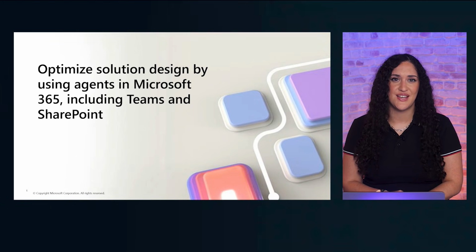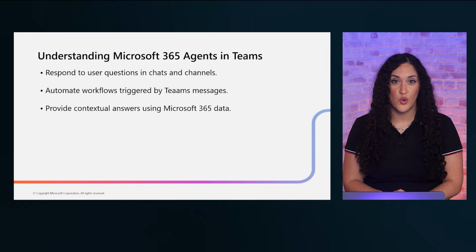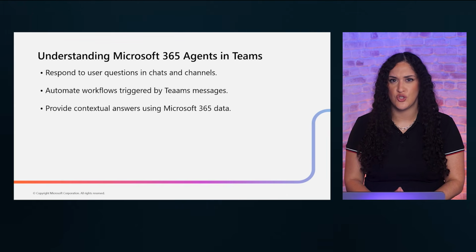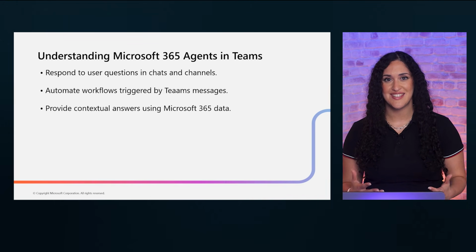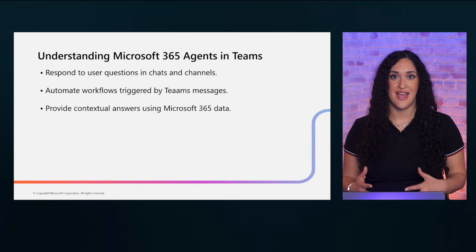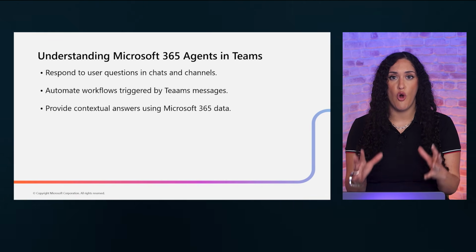Before we wrap up, let's discuss optimizing solution design using agents in Microsoft 365 with a focus on Teams and SharePoint. In Teams, agents respond to questions in chats and channels. They automate workflows triggered by messages and provide contextual answers using Microsoft 365 data. Imagine a project team member asking a question and an agent immediately pulling relevant documents, summarizing updates, and suggesting next steps. Design Teams agents that enhance existing conversations rather than creating separate surfaces. The most successful agents show up where people are already working.